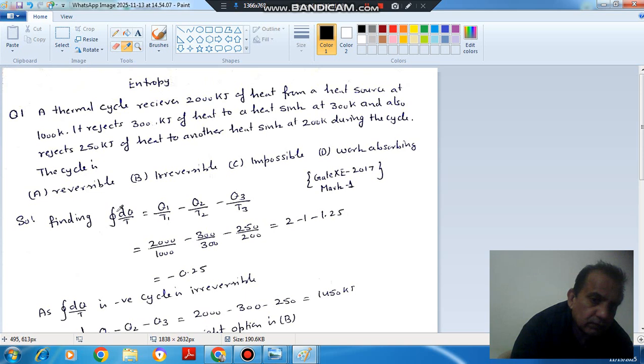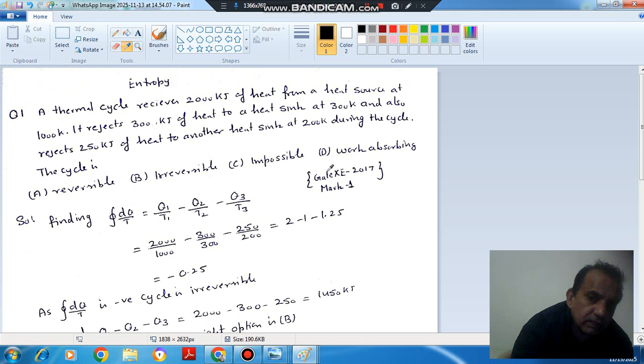So the cyclic integral of dq by T: q1 is heat received, that is 2000 at temperature 1000 Kelvin, so 2000 by 1000. q2 is heat rejected, that is 300 at temperature 300 Kelvin, so 300 by 300. q3 is heat rejected, 250 at temperature 200 Kelvin. So the result will be minus 0.25. Okay, so this is the cyclic integral value. It is coming out negative, so it means the cycle is irreversible.